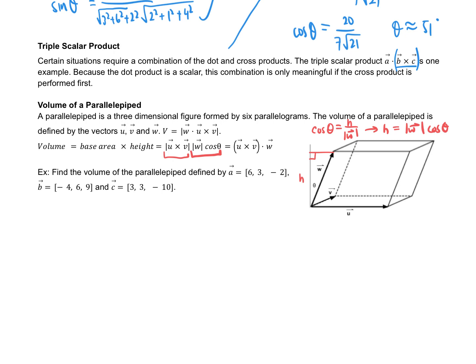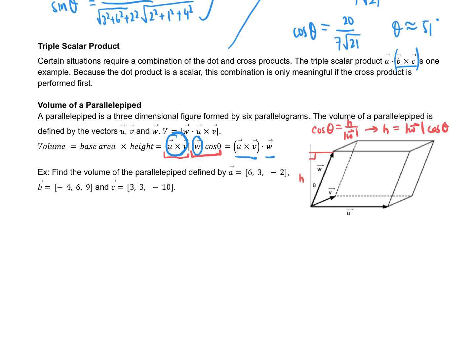This looks like the dot product, and it's the dot product between the first thing that you're taking the magnitude of, which is u cross v, and the second vector that you're taking the magnitude of. So u cross v dot vector w. So let's give that a try for this example. The volume of the parallelepiped defined by vectors a, b, and c.